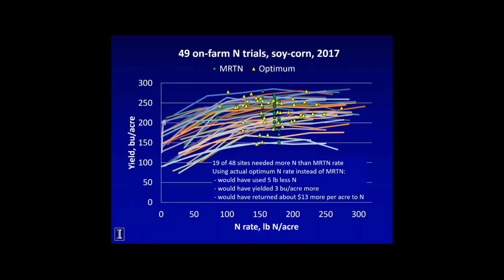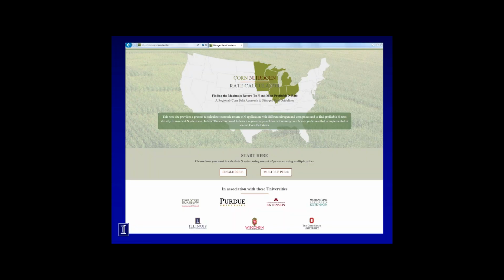So just to bring us to an end here, the on-farm trials from this last year. This isn't all of them, but it's most of them. And we see again this wide distribution of crops, and about a third of our sites this year needed more nitrogen than this MRTN or the green circle rate. If we had somehow known what the optimum was for each field and used that, over all these sites, we would have used 5 pounds less nitrogen and yielded 3 bushels per acre more. So it gives us confidence that the N rate calculator is pretty good in general, and that's what it's designed to be, based on previous data.